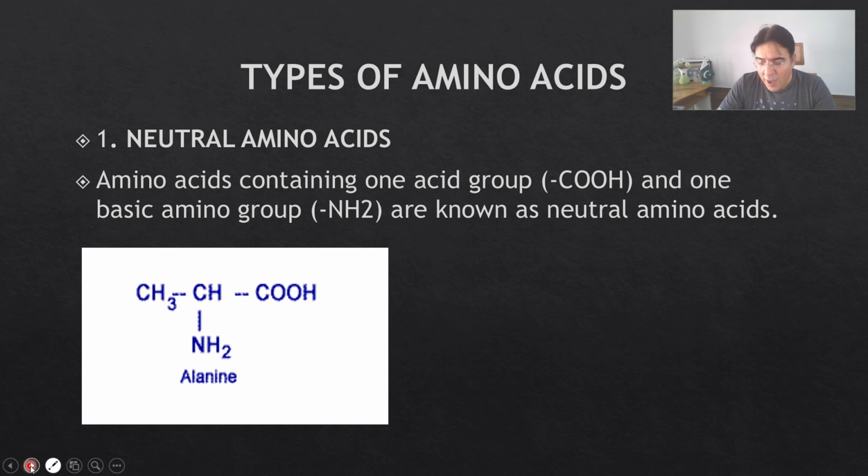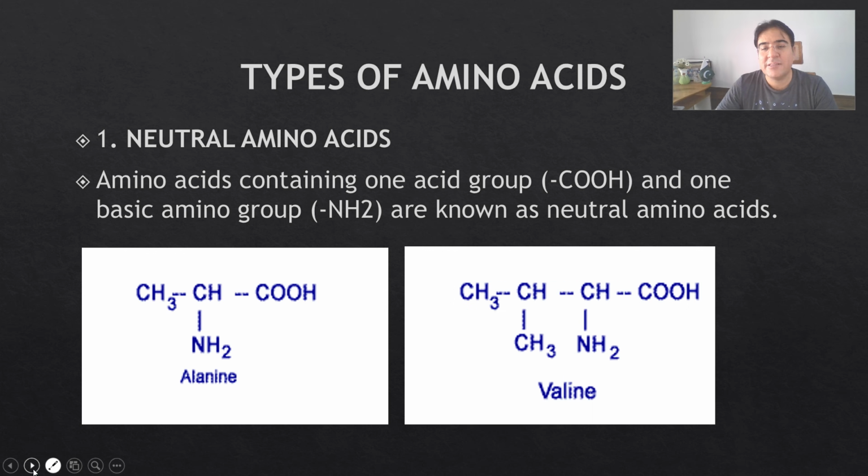It contains one carboxylic group and one amino group. All right, and where the R is, there's just one methyl group. So this is alanine, a neutral amino acid. How about this? This is valine. Valine has the isopropyl group at the R, and if at the R there is just H, it's called glycine. Glycine is the simplest amino acid.